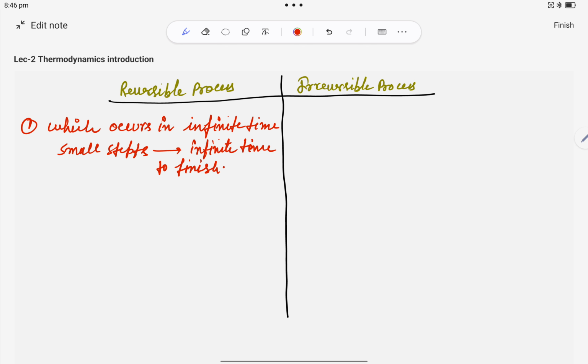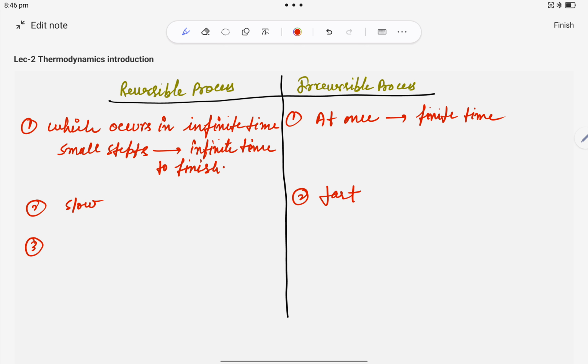Any process which is taking more time to finish, then you have more time to reverse the process. Infinite time to finish. And here they completed at once, in finite time. So these are the slow process, and this is the fast process.